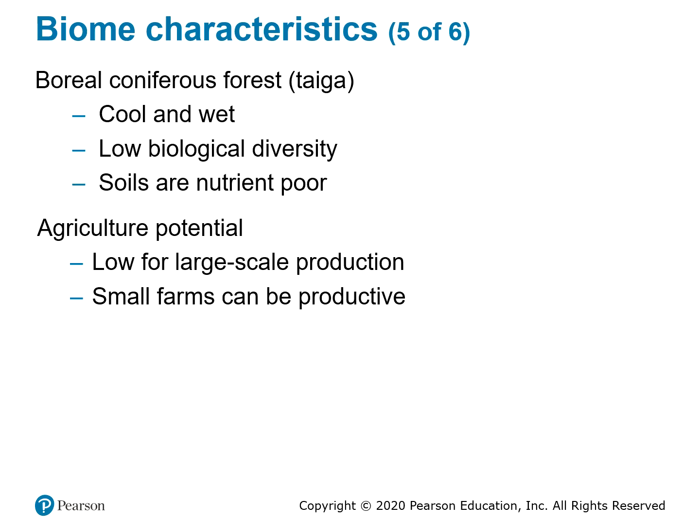Taiga regions are cool and wet with low biological diversity and nutrient-poor soils. Short growing seasons, waterlogged conditions, and cold soils constrain rooting and microbial activity. Large-scale cropping has low potential, but small farms can succeed with cold-tolerant, short-season crops and raised beds or drainage improvement.